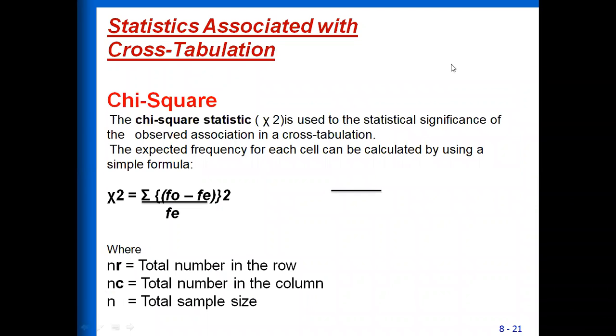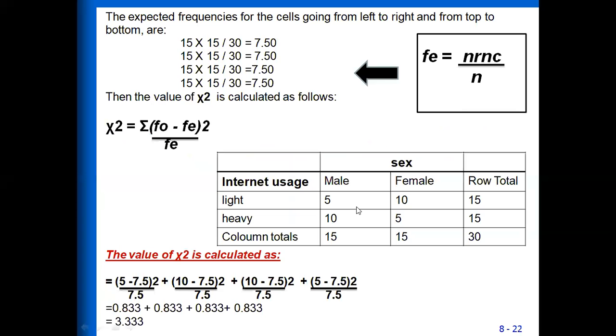These are the various statistics associated with cross tabulation. First one is chi-square. Chi-square statistic is used to test the significance of difference between observed and expected values. It is observed frequencies minus expected frequencies, squared, divided by expected frequencies. Then the summation of this is equal to chi-square. Expected frequencies can be calculated as row total into column total divided by total number of values.